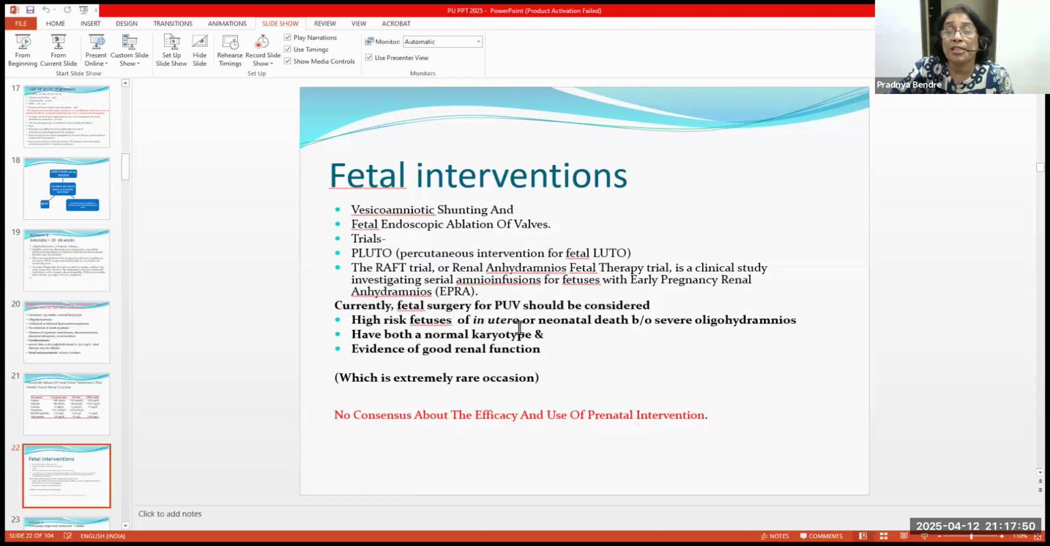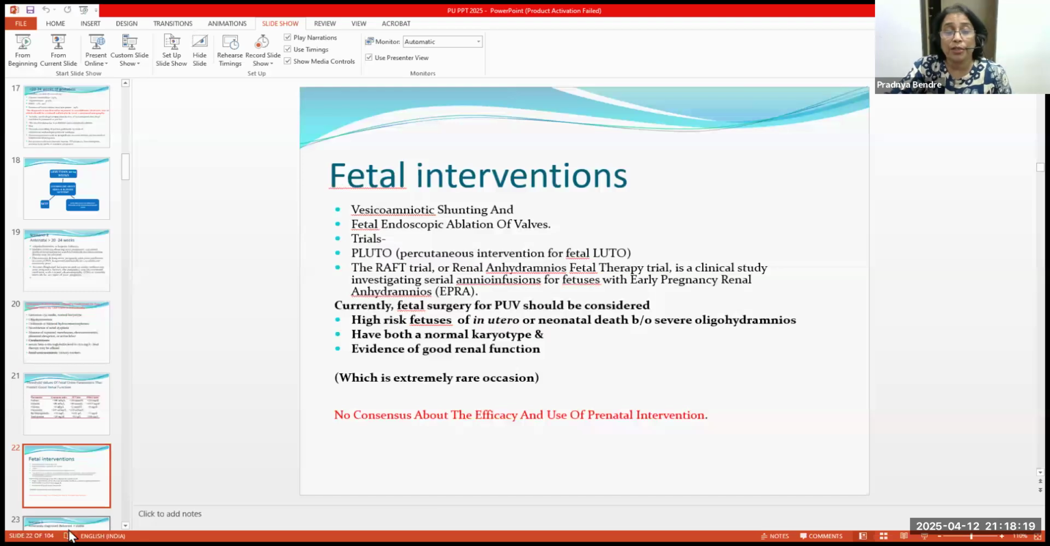A few high risk fetuses may die in utero because of severe oligohydramnios. If they have a normal karyotype, and there is evidence that there is reversible function, in those cases fetal intervention may be given. But I would not hesitate to say that it is more of a theoretical option, and there is no consensus on the efficacy of prenatal intervention.